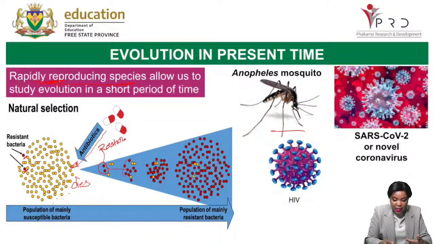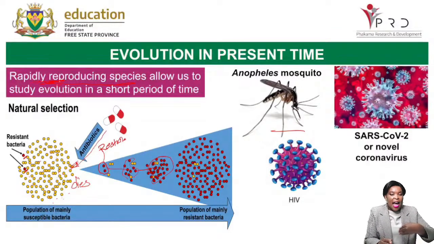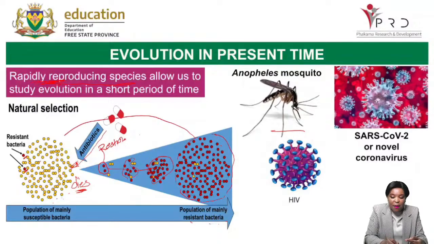Now look at the red ones. The red ones are becoming more and more. When you come here, they're becoming more and more, meaning they are evolving to be stronger than the ones that appeared first, that died. They are now the ones that are stronger and surviving the antibiotics and reproducing to become more. Then at the end, you end up with a population of the mainly resistant bacteria. This is no longer the same as the initial bacteria that you were treating.